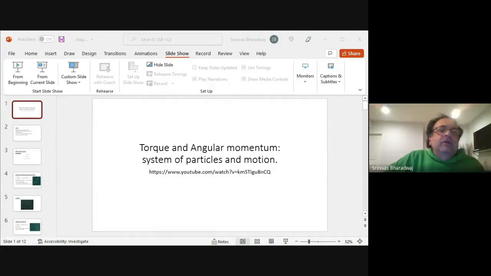Right? So similarly, dL/dt is tau, and tau is torque. So the rate of change of angular momentum is the torque. Rate of change of momentum is force. Torque is also a vector.